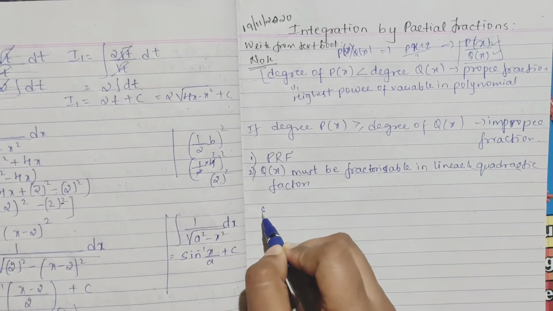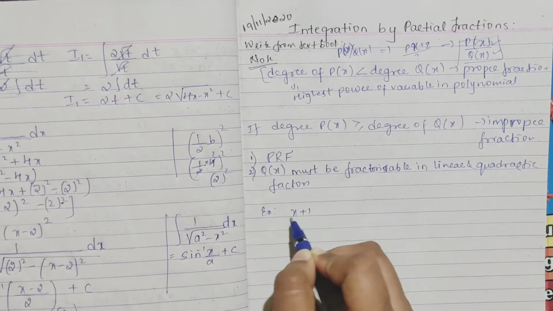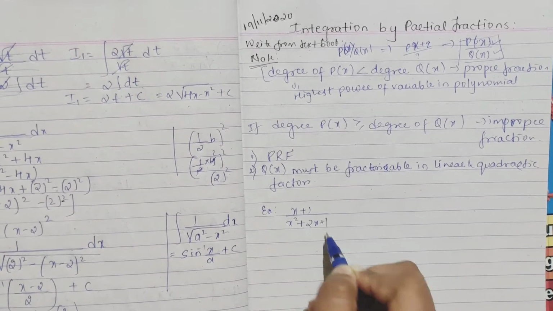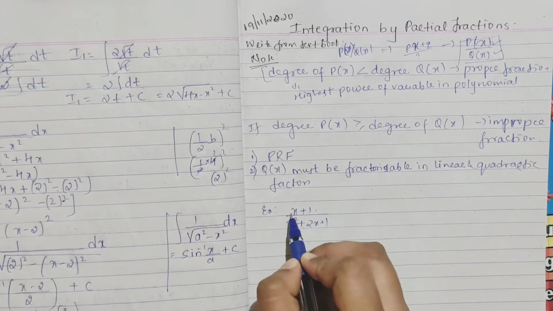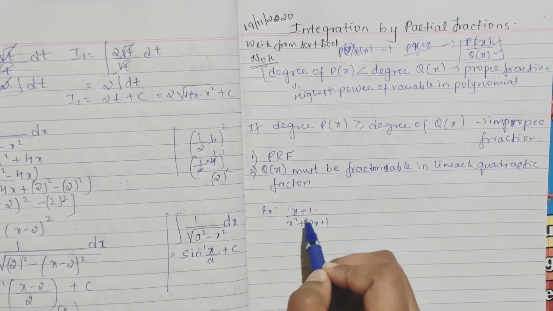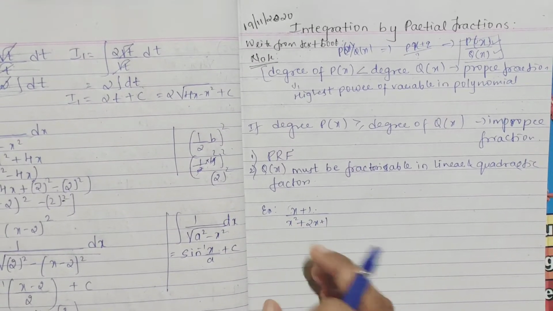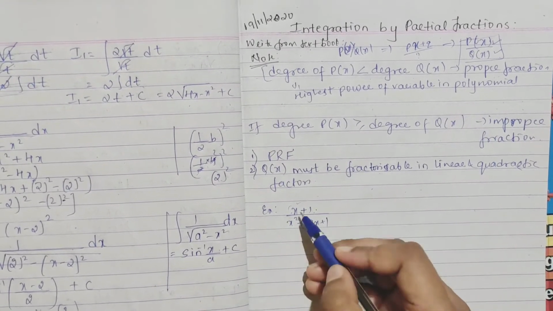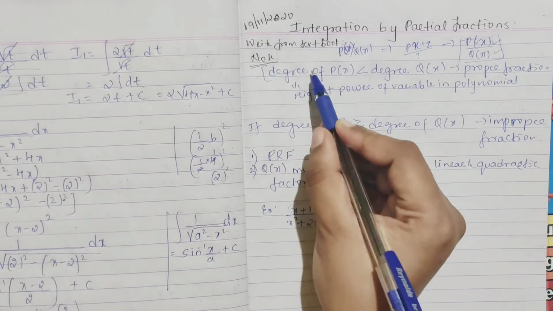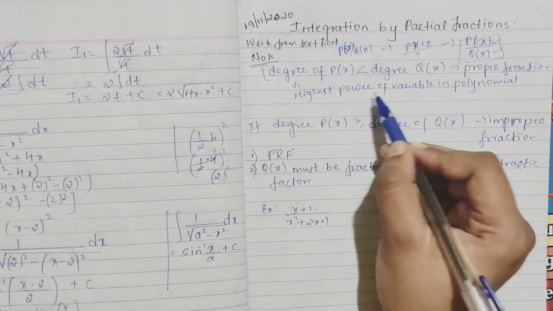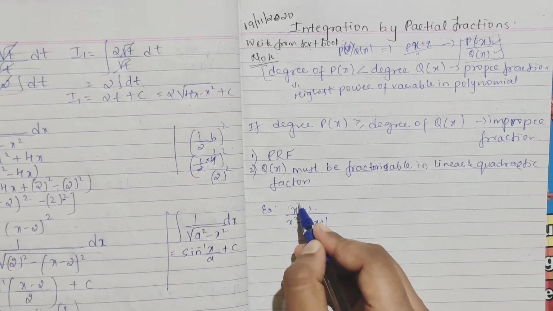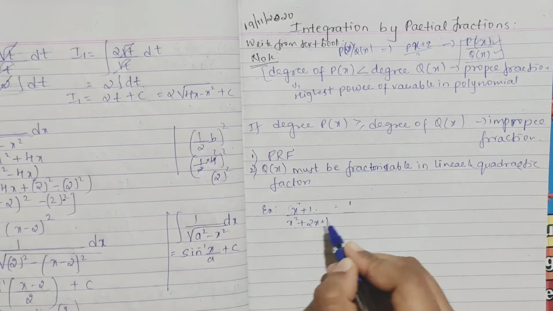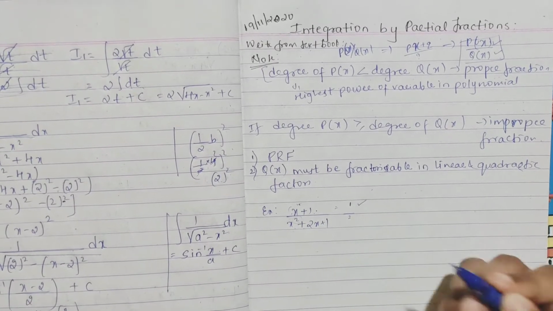For example, you have x plus 1 divided by x square plus 2x plus 1. Here you can't consider the degree of an equation, because this is a polynomial. So in a polynomial, you have to check the variable, and compare the highest power of the variable. Your highest power in the numerator, P(x), is 1, and in the denominator it is 2. So this is a proper fraction.